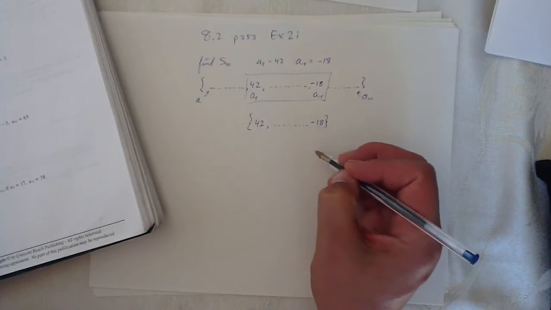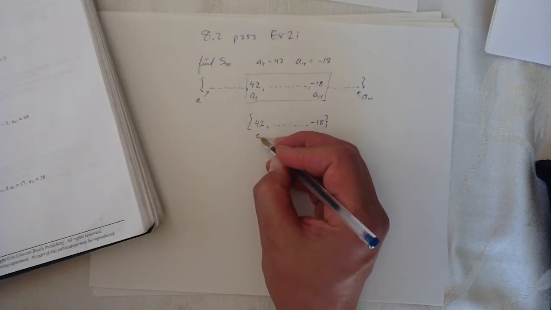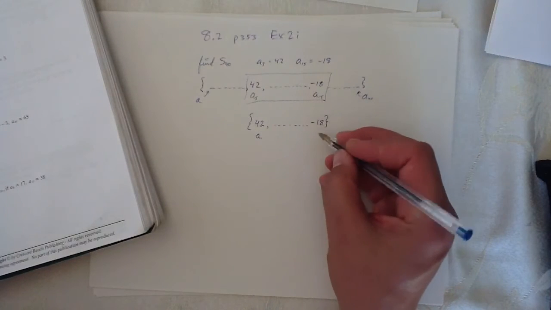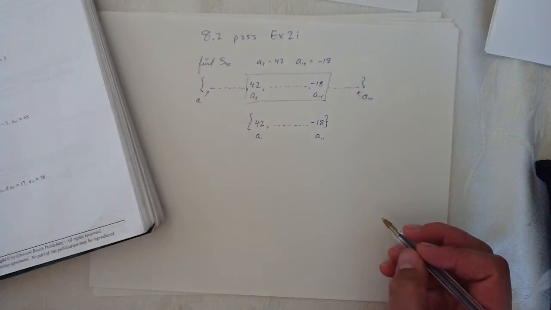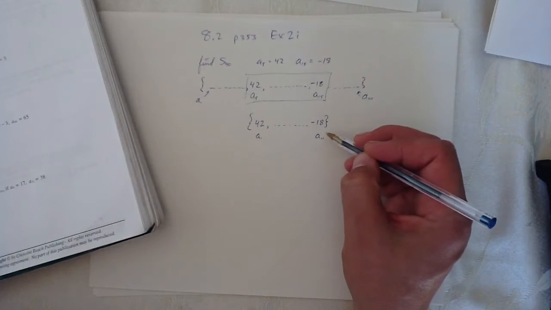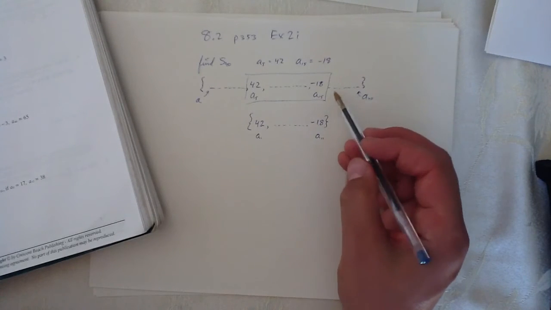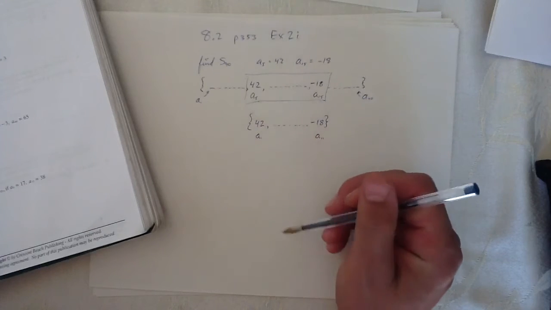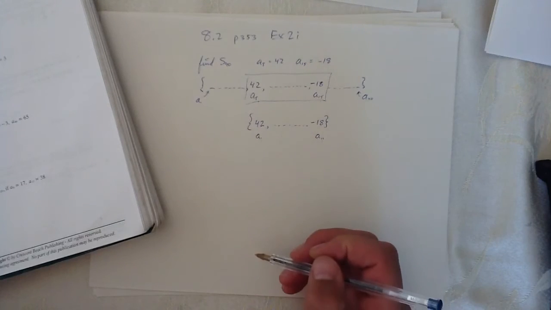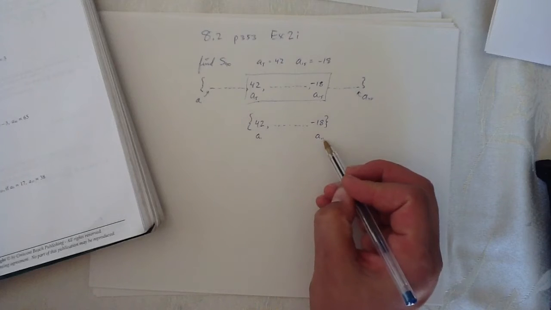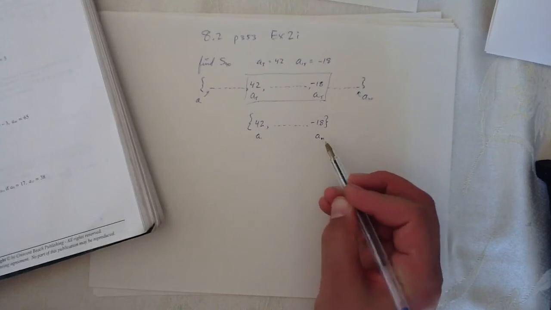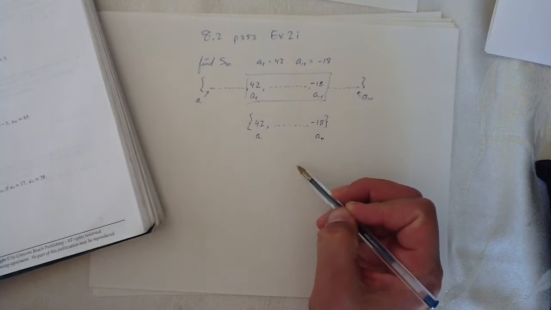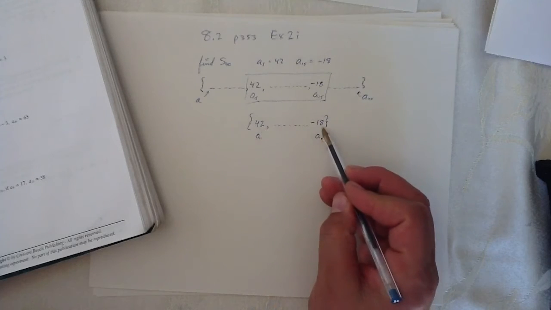In our new little mini-series, this will become A1, and this one will become A11. And why is it A11? You might be tempted to say that it's A10, but 15 minus 5 is 10, and 11 minus 1 is 10. So to correctly label it, and it's important that we get the right number here, this is in fact A11. So in our new mini-series we have 11 terms, A1 is 42, and A11 is negative 18.